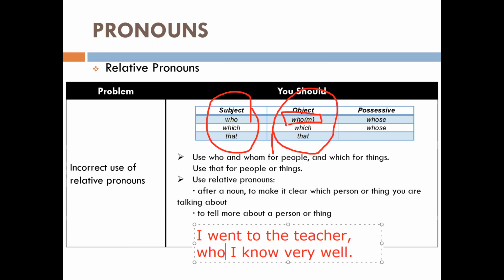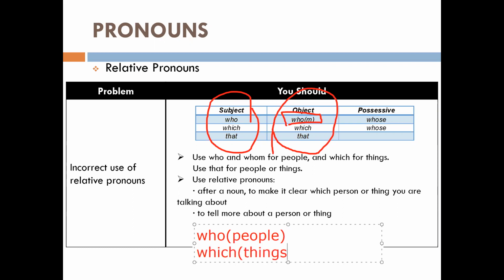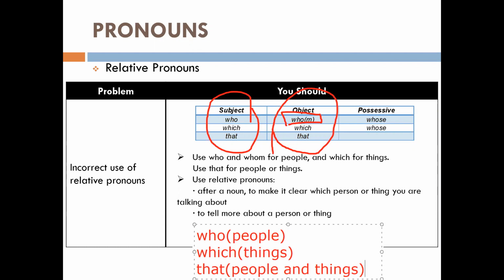So who, which, and that. Now for who, you can only use it for people. So which, you can only use it for things. But that, you can use it for both people and things. Diba? Yes, you can use it for both people and things. Let me give you an example, all right?